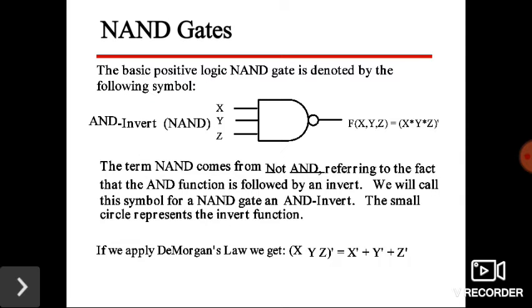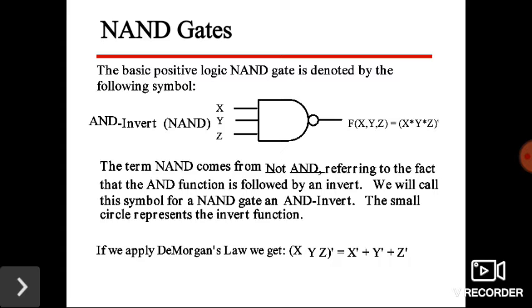Then the basic positive logic NAND gate is denoted by the following symbol. Okay, so input, here we denote it as x, y, z. Then the output is (xyz) the whole bar. This is the NAND gate output. The term NAND comes from not AND, referring to the fact that the AND function is followed by an invert. So we will call this symbol for the NAND gate an AND invert. The small circle represents the invert function.